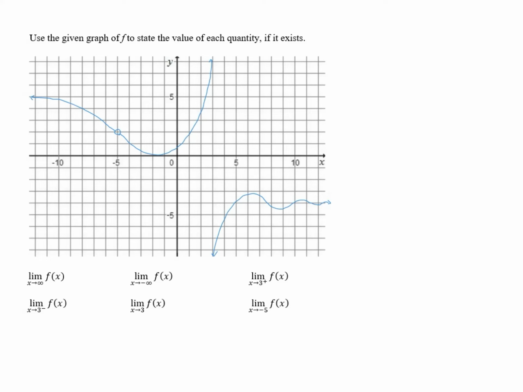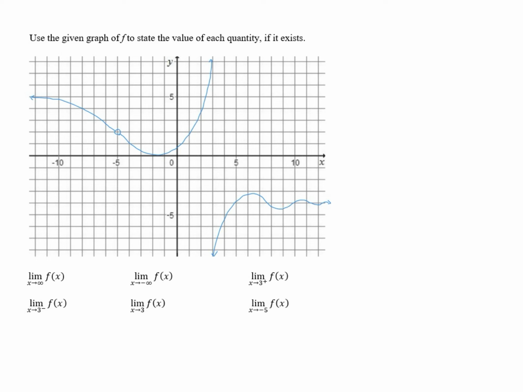Use the given graph of f to state the value of each quantity if it exists. All right, let's take a look at what's going on here. First, we have the limit as x approaches infinity of f of x. So we want to know what's happening to the graph as we move to the right.